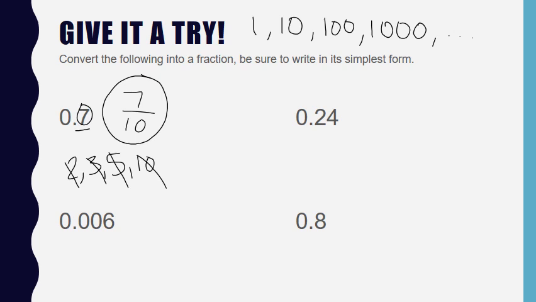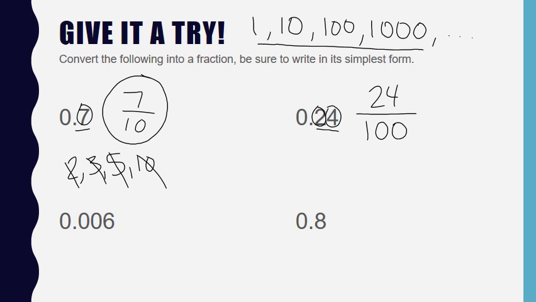If I'm ever going too fast, you're welcome to pause the video and catch up with me whenever you're ready, or continue with me whenever you're ready. But I'm going to keep moving. Next one I have is 0.24. So again, we're looking at the numbers after the decimal, 2 and 4. So we have 24 as our numerator. For our denominator, we want to use a power of 10 that has the same number of zeros as we have digits after the decimal. So here I have 2 digits after the decimal, so I'm going to use a 1 and 2 zeros.